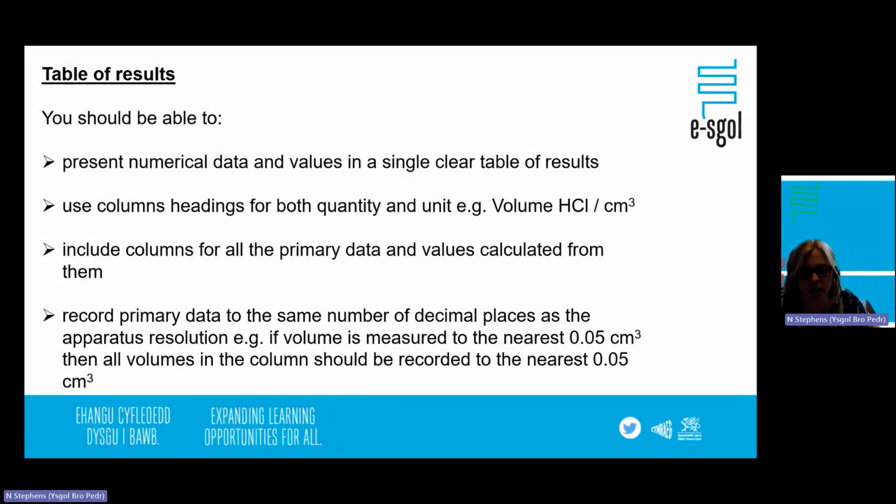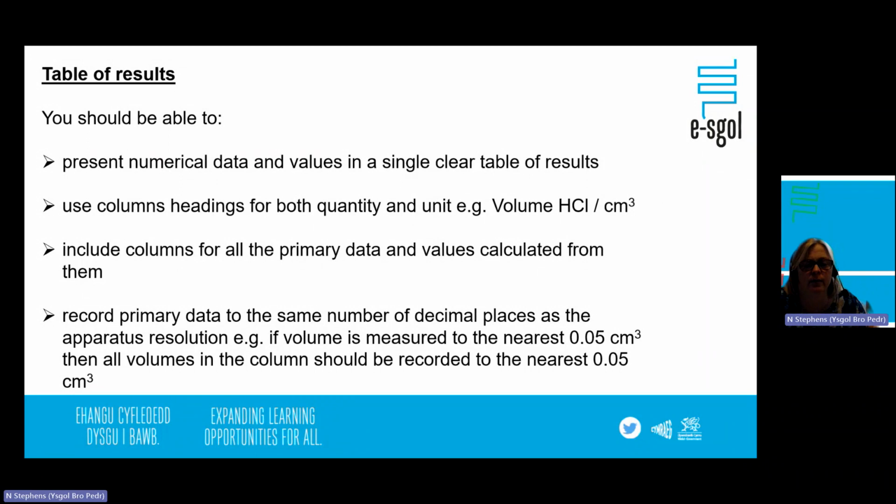I don't mean to go over things that you may already know and be familiar with. It's just important that these little details are there, because these are the differences between gaining a mark or not gaining a mark within that first paper you'll sit, which is the practical element itself, of course. So in columns, don't forget that you need a column for all the primary data.